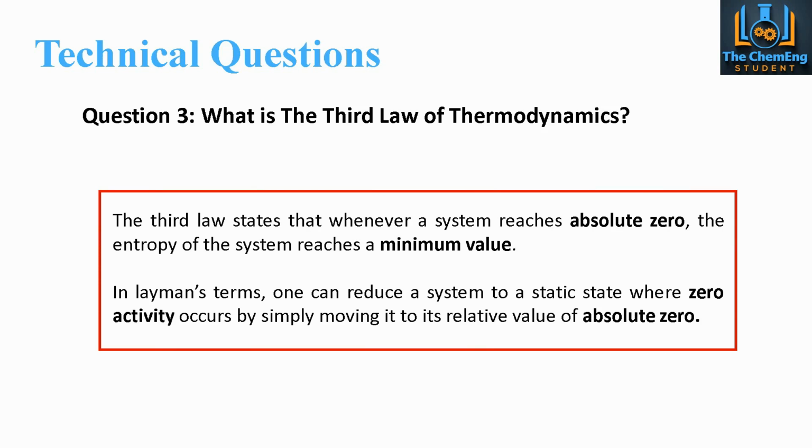I.e., if we reach absolute zero temperature, then we would assume that the entropy, or the state of irregularness, becomes almost zero. So we have no vibration. Now, in layman's terms, if you want to also explain it in a more generalized sense, then we can say that a system is reduced to a static state where there is no activity, therefore we simply imply that the movement relative to absolute zero becomes minimal. So, i.e., we have no activity at absolute zero.